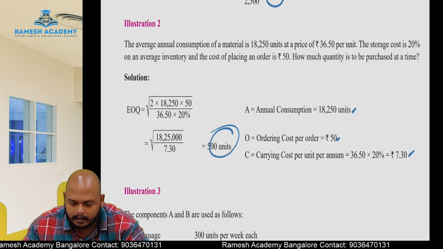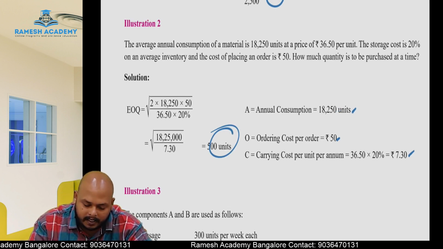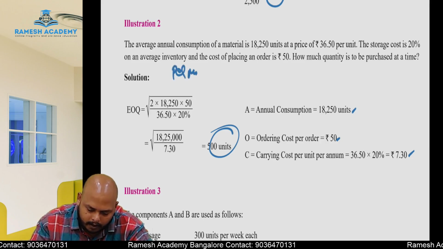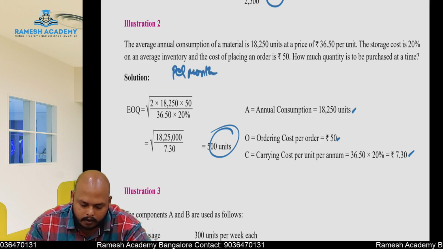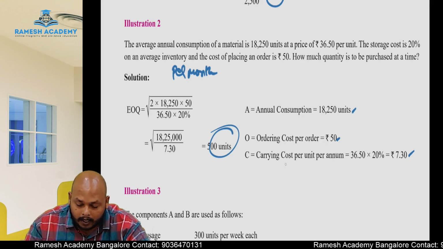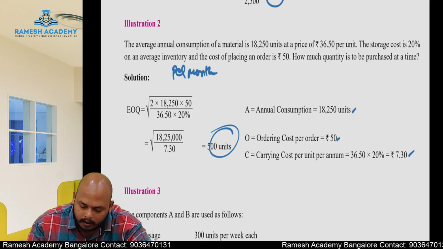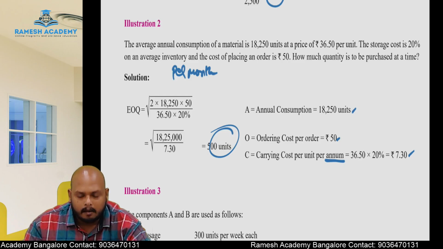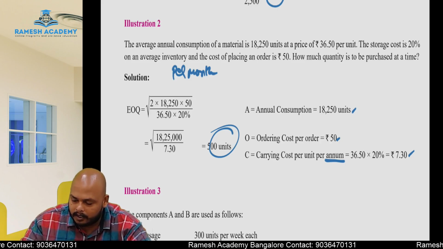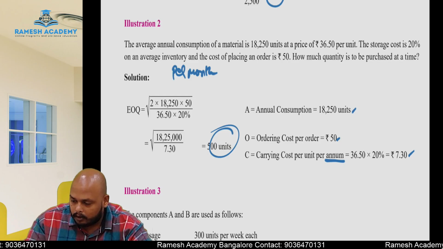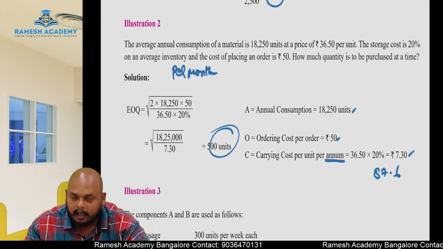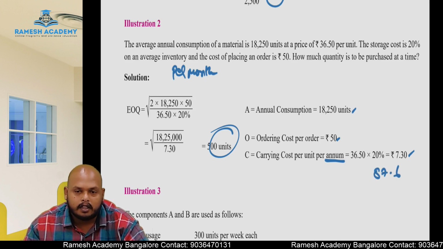But be careful in the exam, Nana. Storage cost sometimes will be given per month. Suppose this 20% is given per month. Let us assume he is saying storage cost is 20% on average inventory per month. Then how do we calculate C? C is the carrying cost per unit, per annum. But in the given question it is per month, so we have to convert it into per annum. How do you convert? First, per month is 7.3, into 12. So C is equal to how much, Nana? 87.6. This is how we have to calculate.